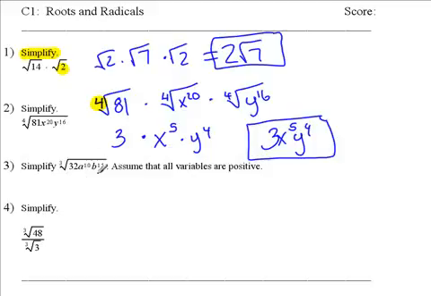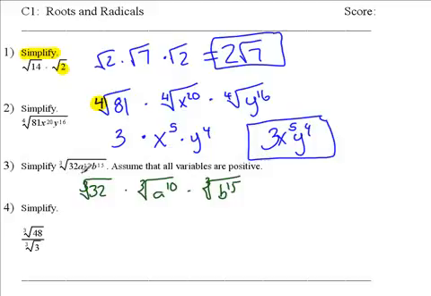Number 3 then, we're doing cube roots. And again, I'm looking at this as 3 different parts. The cube root of 32 isn't going to go in evenly. Neither is the cube root of a to the 10th. But the cube root of b to the 15th will, so I have one of them that's not so bad.